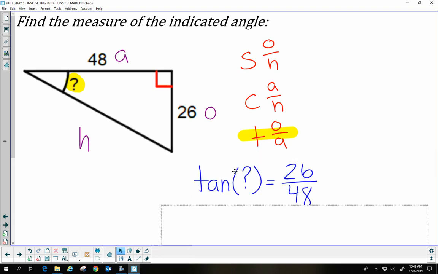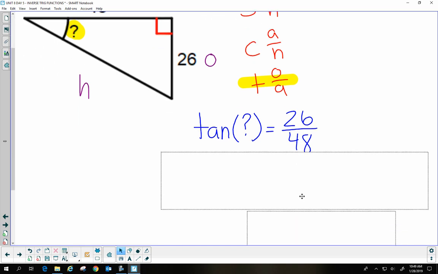And so I can write my equation like this. The tangent of question mark goes in there because that's where the angle belongs. This time we don't know the angle. And then tangent is my opposite 26 over my adjacent 48. So the big question, the new thing here, is how do we remove the question mark from the tangent function so that we can figure out how big it is?